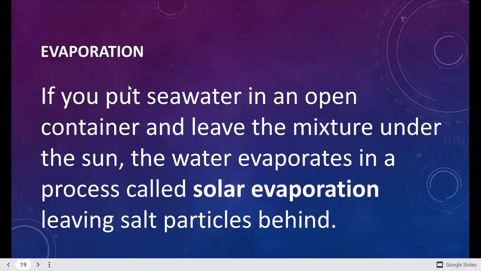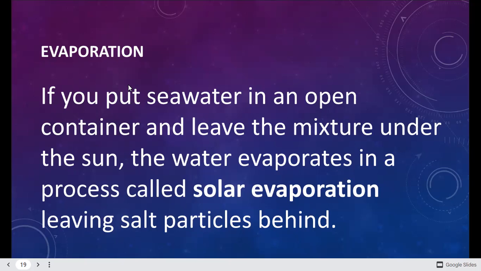If you put seawater in an open container and leave it under the sun, the water evaporates in a process called solar evaporation, leaving salt particles behind. Same process as how we can extract the sugar from our sugar solution, the one we filtered. We filtered out the sand, correct? The remaining ones are water and sugar. So how can we separate water and sugar? By means of evaporation. We'll put it on heat.